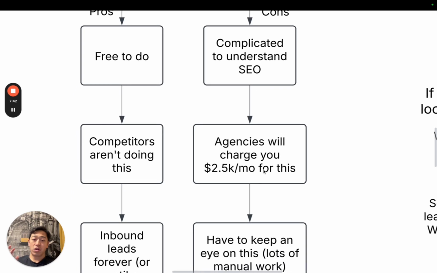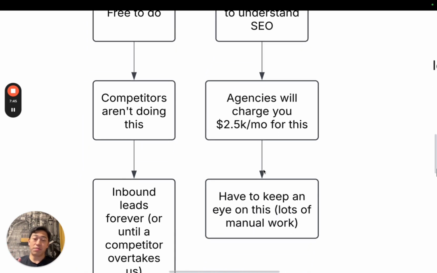But another thing is you do have to keep an eye on this. So it's a lot of manual work. That's why these agencies will charge you 2.5K a month for a 1-year contract, because it's a lot of work to just see what ranking you are. How do I modify the pages? How do I build backlinks? It's all very complicated, but you could do this all yourself if you wanted to.